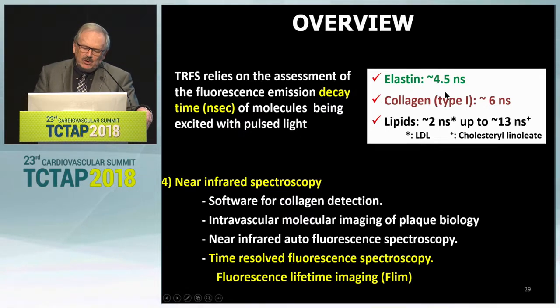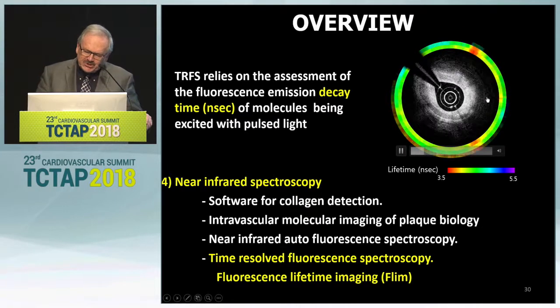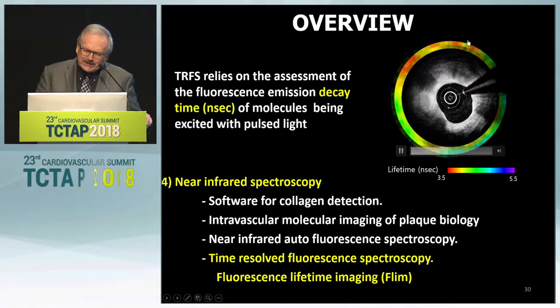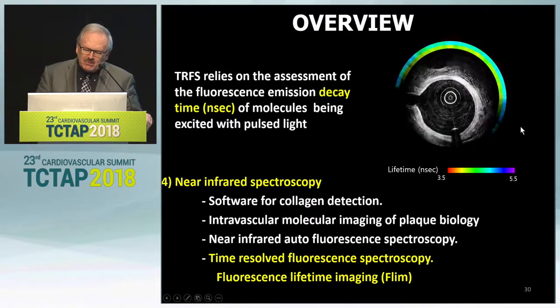So the elastin will respond with 4.5 nanoseconds, the collagen type 1 by 6 nanoseconds, the certain lipid, the LDL by 2 nanoseconds, and the cholesterol linoleic by 13 nanoseconds. And at the HA, the first image in the pullback with the OCT was present in atherosclerotic plaque. So you realize that this rainbow that you see here corresponds to all these molecules.